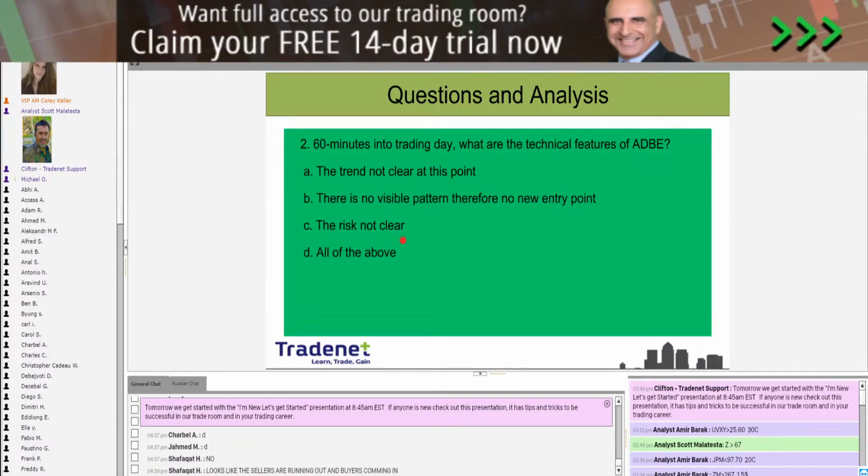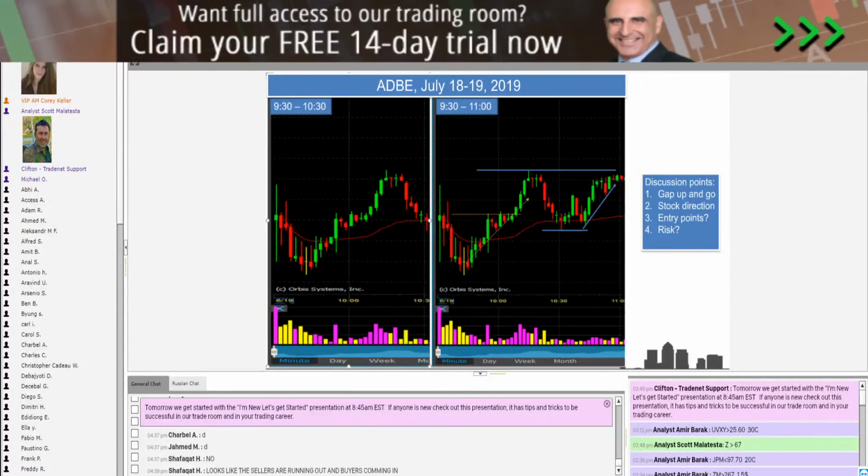Of course, it's a gap up and go, so the buyers are in control. The buyers are in control. There's obviously lots of strength in this stock, and a sell-off point should not be a problem, unless it turns into an avalanche. Okay, so guess what? It's not turning into an avalanche.